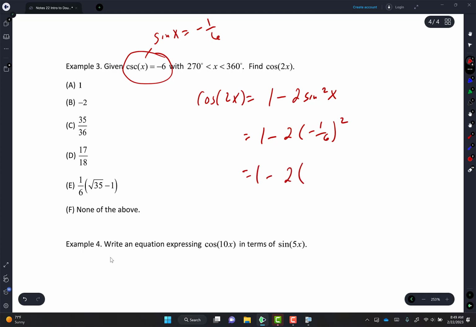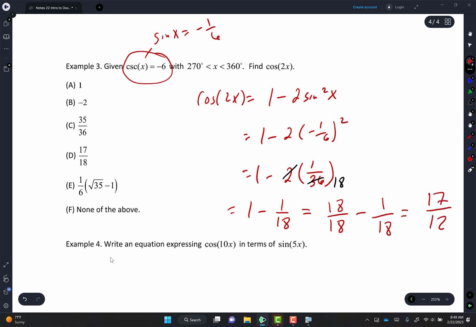1 minus 2, and I'm going to square this. -1 times -1 is 1. 6 times 6 is 36. 2 goes into 36 18 times. 1 minus 1 over 18. Chav, I need a calculator. No, you don't. Turn that 1 into 18 over 18 minus 1 over 18. What's 18 minus 1? There it is.